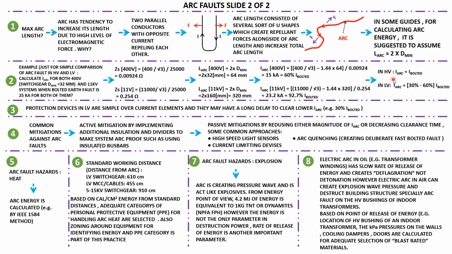That's one of the big differences between HV and LV. In an HV system, I arc is approximately I bolted short circuit, but in LV, I arc could vary from 30% to 60% of the bolted short circuit current. And that is one of the big challenges in LV systems, because in LV, protection devices are simple overcurrent. We don't have a complicated, expensive protection system in LV, it's only overcurrent.